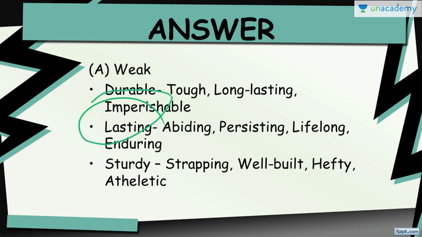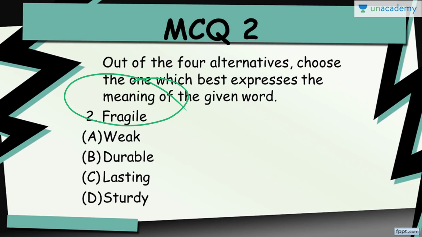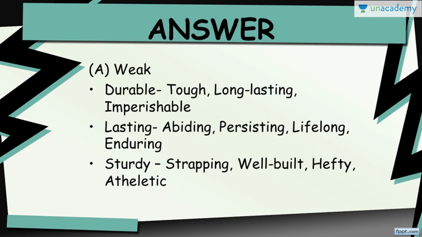Then we have lasting, which means abiding, persisting, lifelong, enduring. It's going to last. It's going to last long. Then we have sturdy. It has strapping, well built, hefty, athletic. Usually we say he has got an athletic body, somebody who is working hard. They have a well-built body, a sturdy body, as we say. So the answer to this question is weak. Fragile stands for weak. Option A is the correct answer.